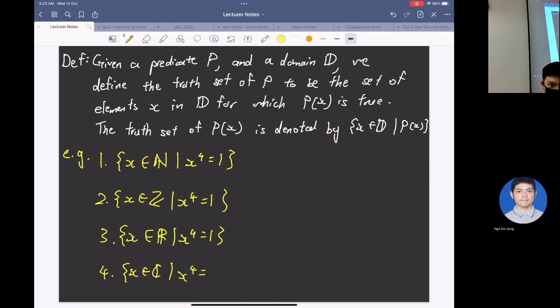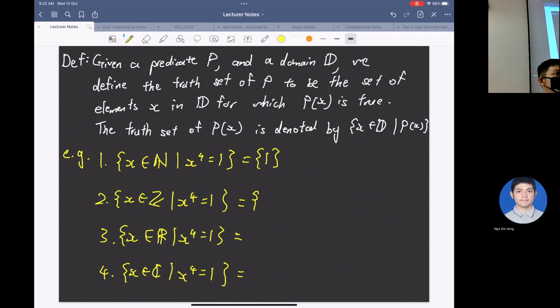So let's see this for a different domain, but with the same predicate. I didn't change the condition, but I changed where I can get the candidate. Let's see what happens. So in natural numbers, what's the number that, taking the fourth power, equals 1? Anything else? 2? Anything else? No, nothing. Okay, 1.